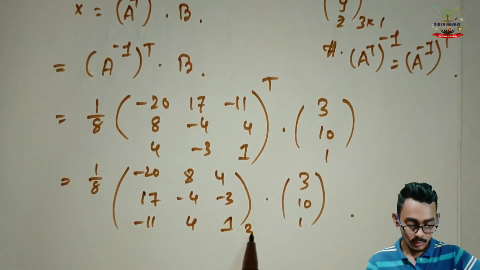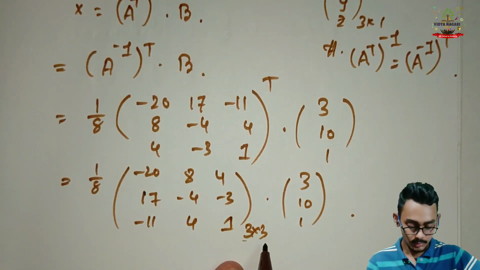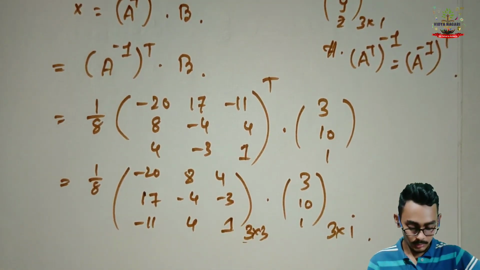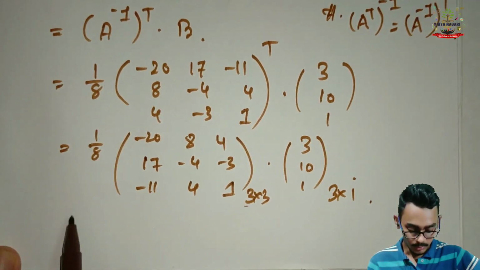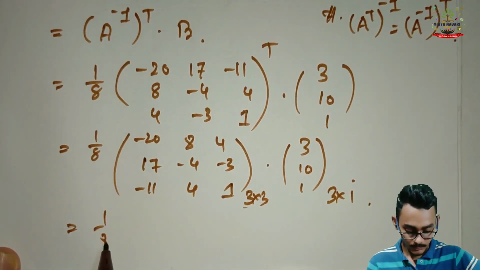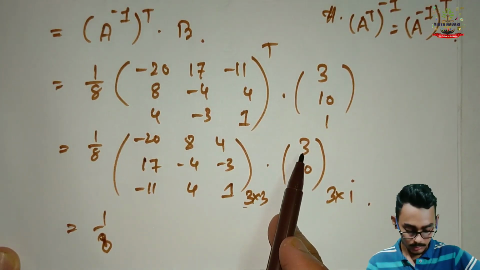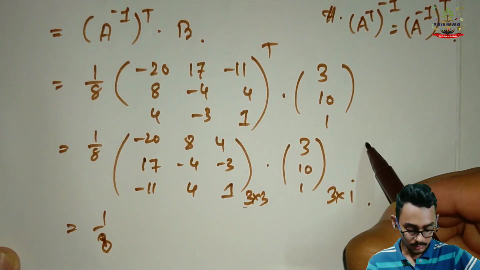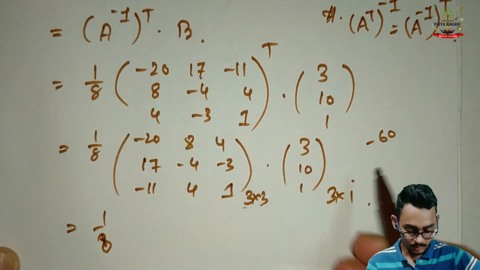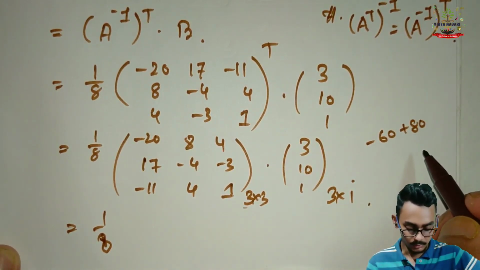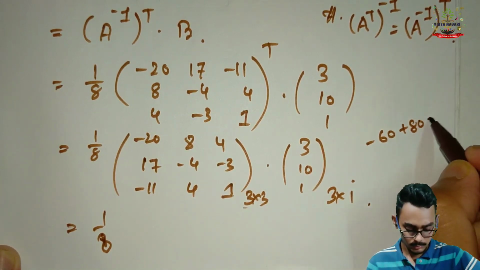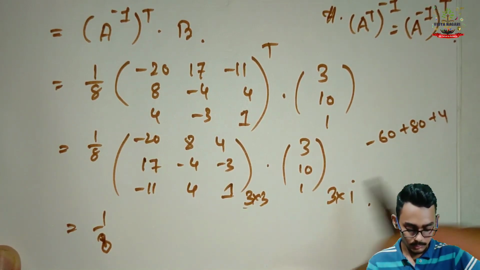So here matrix multiplication is possible, since it is a 3 by 3 matrix and a 3 by 1 matrix, and our result is a 3 by 1 matrix, which is the order of the x, y, z matrix. 1 by 8 of minus 20 into 3 means minus 60, plus 80, plus 4, 24.